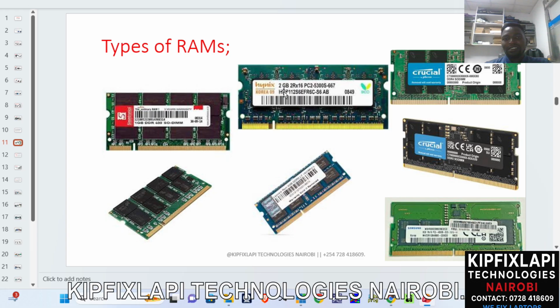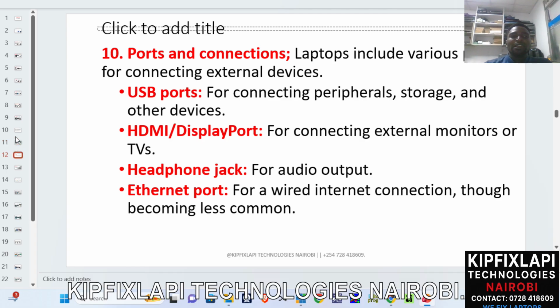As you can see, this one is 2 GB. This is PC2, and I believe that this one is also PC2, and PC3. So we have like six types of RAM. We have PC1, also called DDR1, PC2, DDR3, DDR4, DDR5. They haven't come up with DDR6, but I believe they are on the verge of coming up with one.